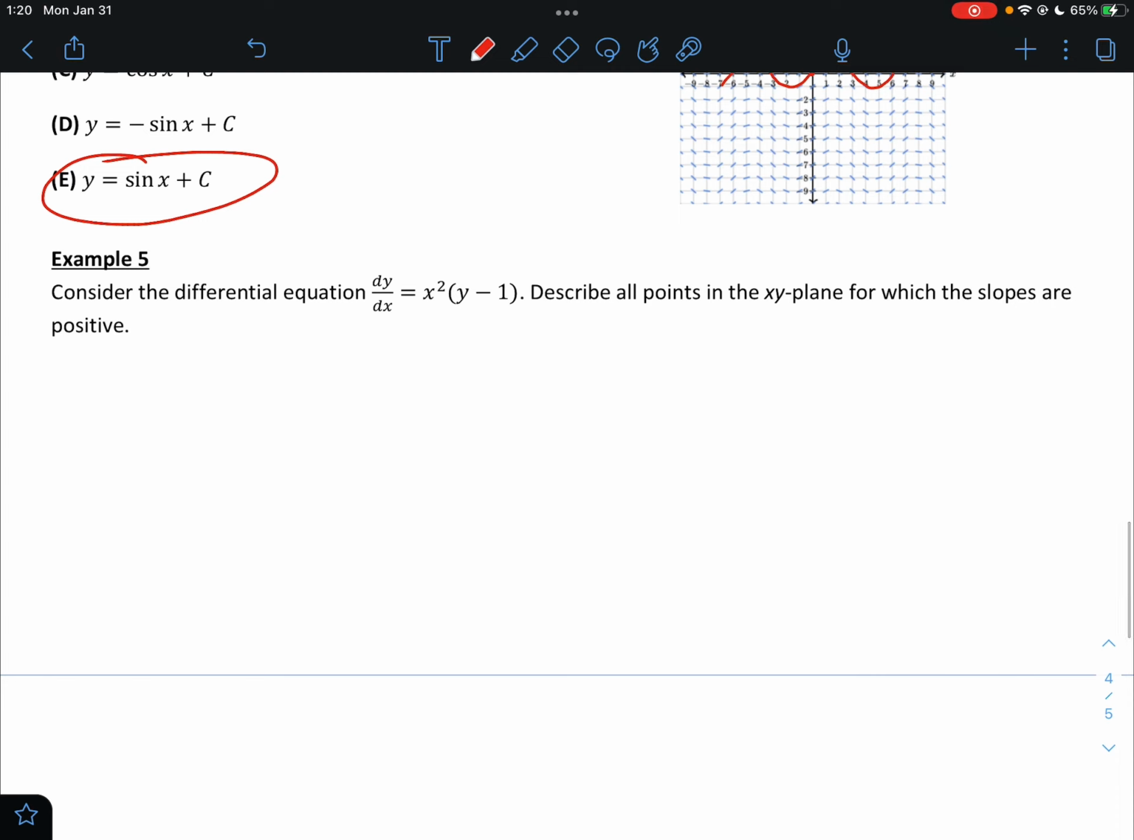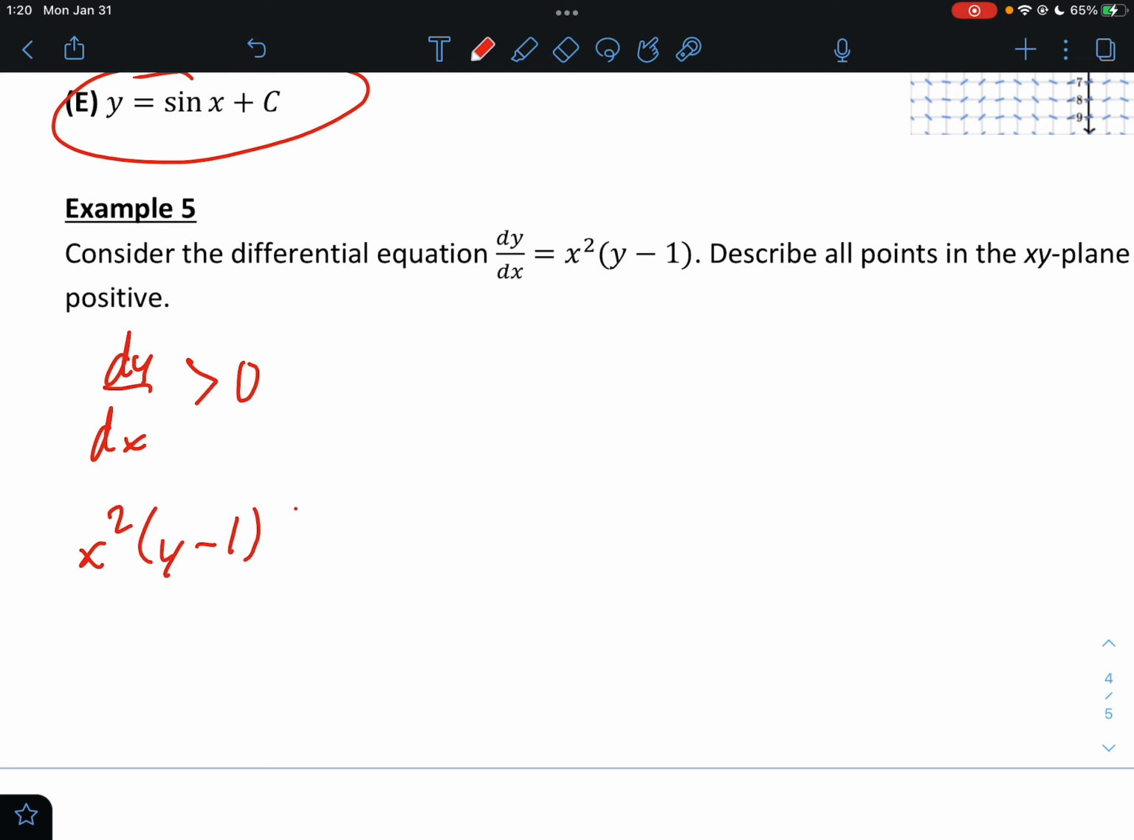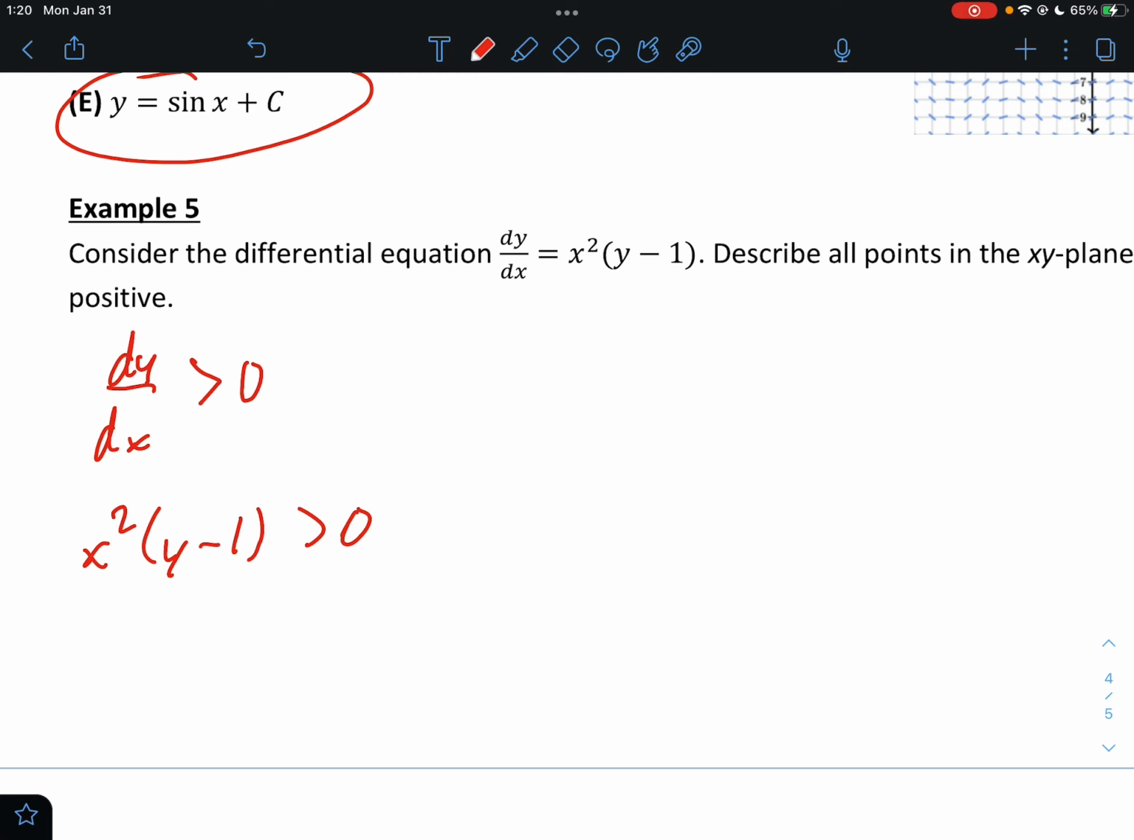Last one, example 5. Consider the differential equation dy dx equals x squared times y minus 1. Describe all points in the xy plane for which the slopes are positive. So we want to know, when will dy dx be positive? In other words, when will x squared times y minus 1 be positive? X squared is always positive. So we just want, when will y minus 1 be positive? Y minus 1 will be positive when y is greater than 1.